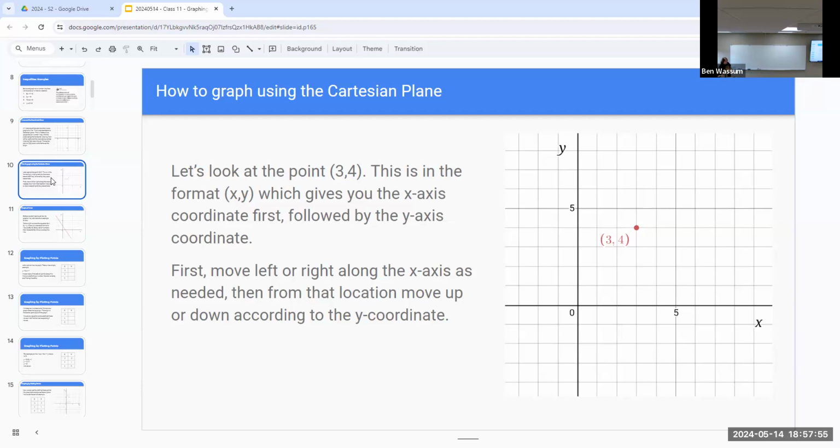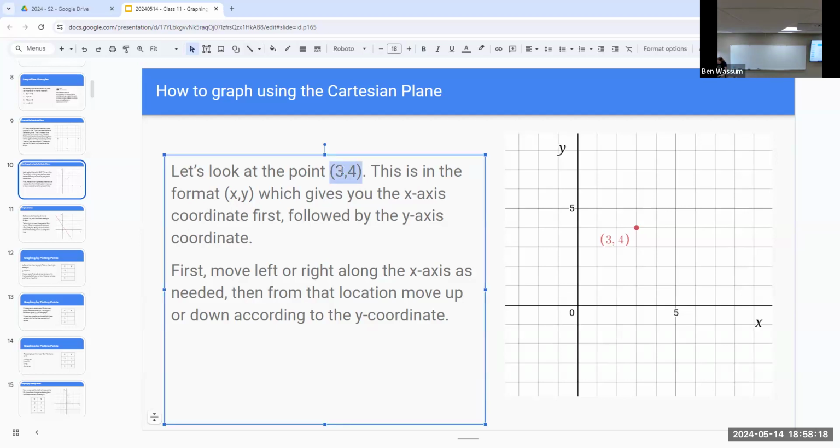You're always given your point in something that kind of looks like interval notation. You have a set of parentheses, a number, comma, another number. Those are always in the form x, comma, y. It's giving you an x value and it's giving you a y value. So we have, in this case, 3, comma, 4. So in order to graph that, you would say, okay, well, if I have 3, 4, that means 3 in the direction of x. So x is going negative to the left, positive to the right.